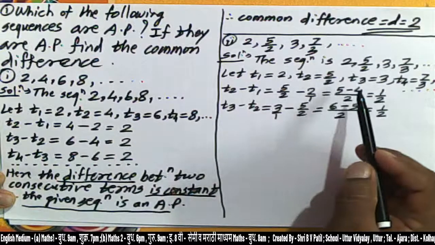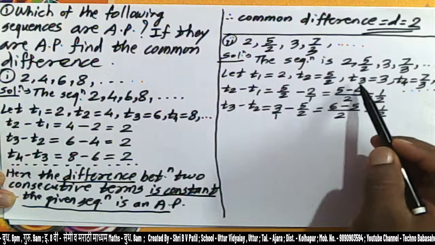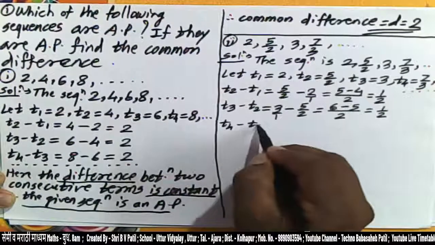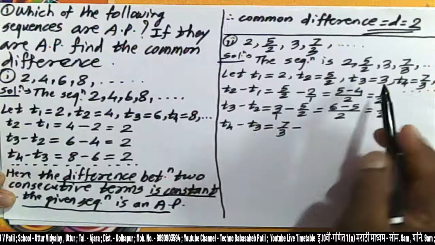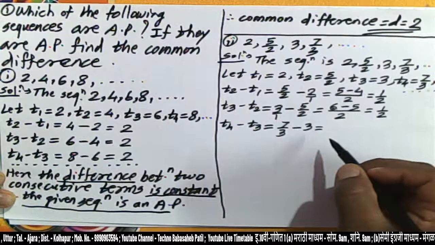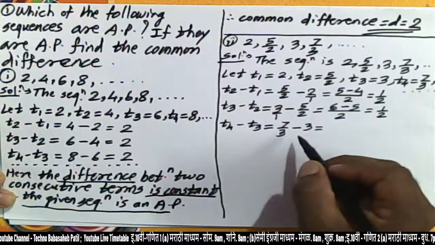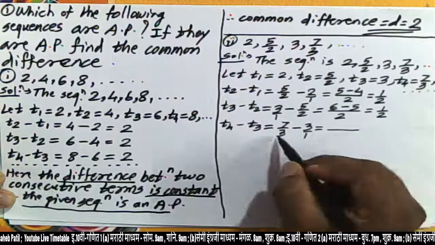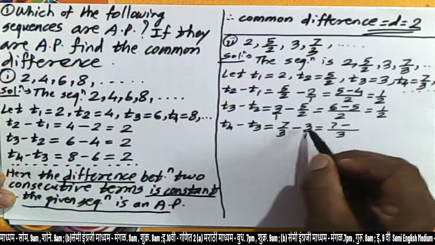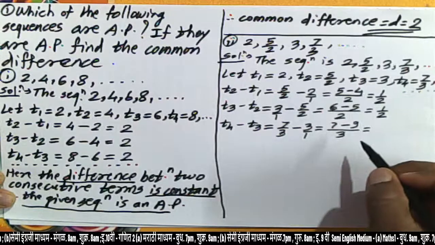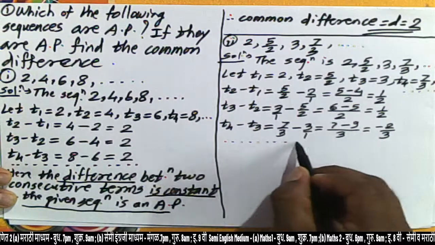Then next difference between consecutive terms, third and fourth. Next term, that is T4 minus previous term, that is T3. T4 minus T3. Value of T4 is 7 upon 3 minus value of T3 is 3. Here denominator is 1. Denominator's multiplication, that is 3. Cross multiplication, 7 1 is 7 minus this cross multiplication, 3 into 3 is 9. And subtraction is minus 2 upon 3. And in this way we can take difference.